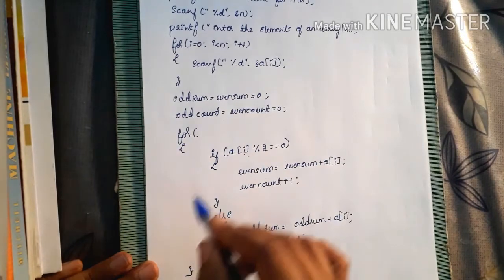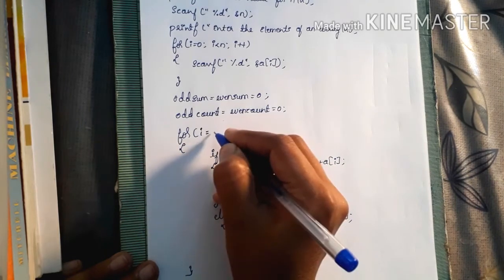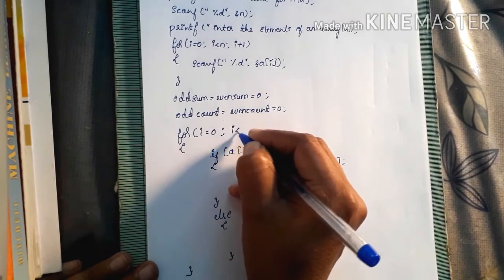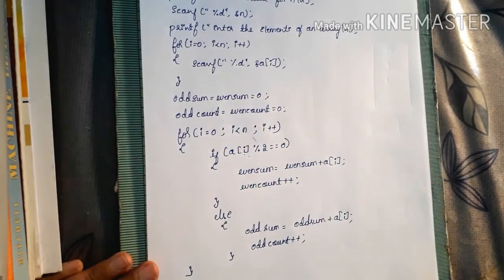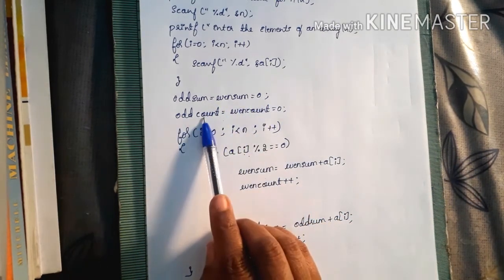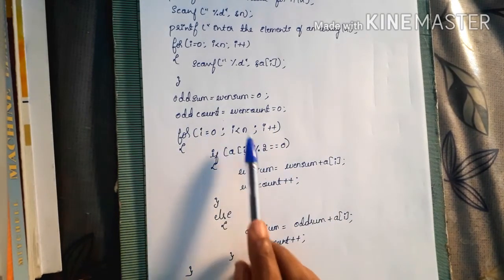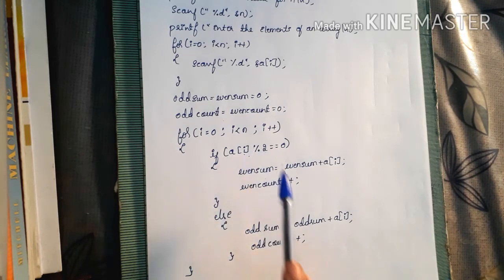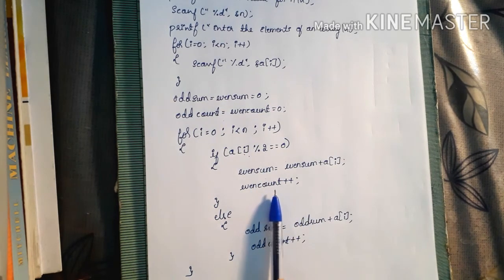We need to repeat these steps for all the elements of the array. That is, the array element position starts from I equal to 0 up to n, and on each step the I value is incremented by 1. Okay. Initialize odd sum and even sum with the value 0. Then initialize odd count and even count with the value 0. Then take the elements from the array one by one and check whether each is even or odd. If it is an even number, add it to even sum and increment even count. Otherwise, if it is an odd number, add it to odd sum and increment odd count.